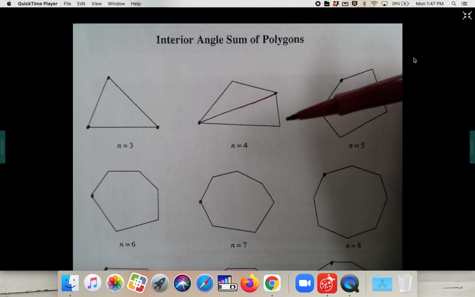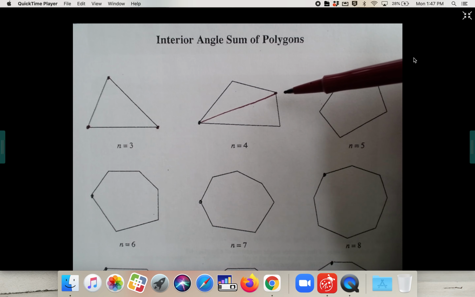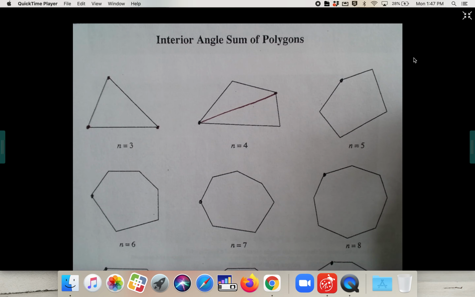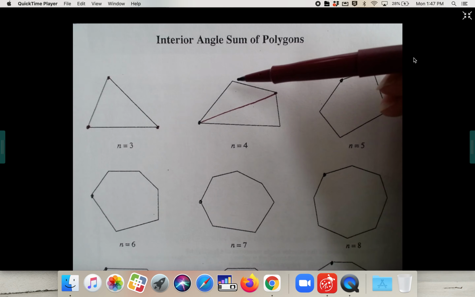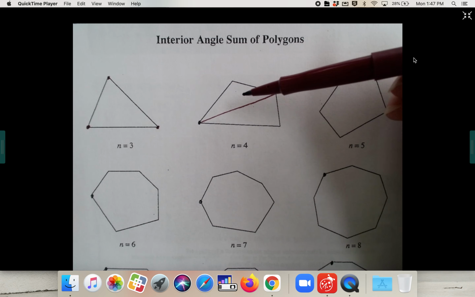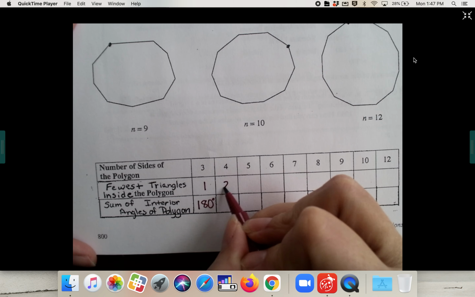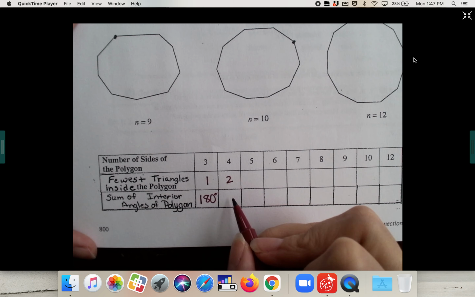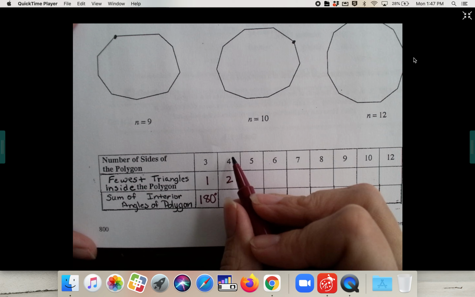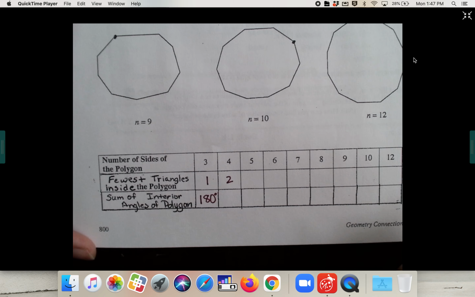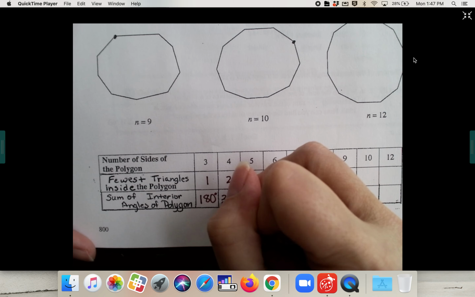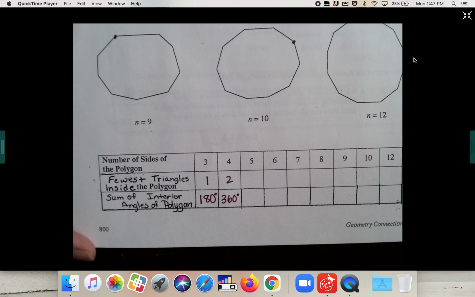Now that we've drawn in another line, how many triangles could we fit inside this 4-sided shape? We have been able to fit 2 triangles in there. So this would be 2 triangles. And do you know the number of degrees inside a 4-sided shape? I think we've talked about this before, but there are 360.